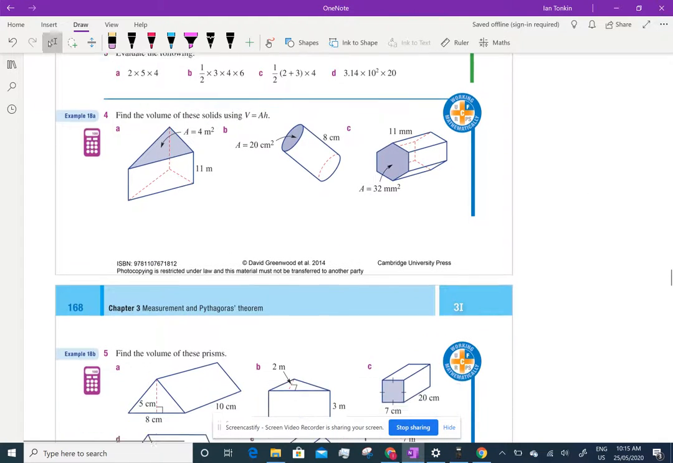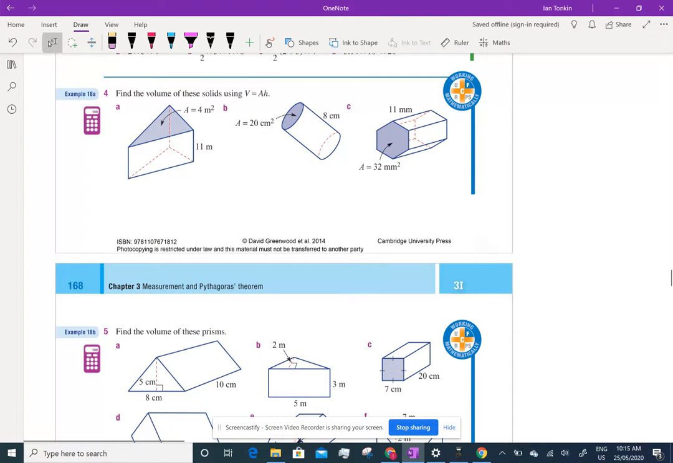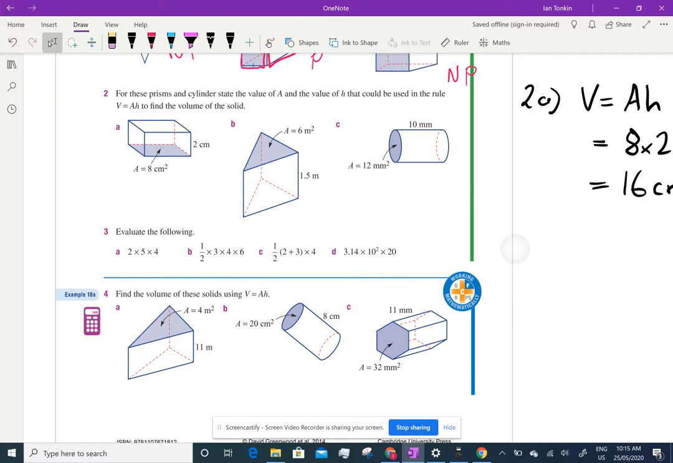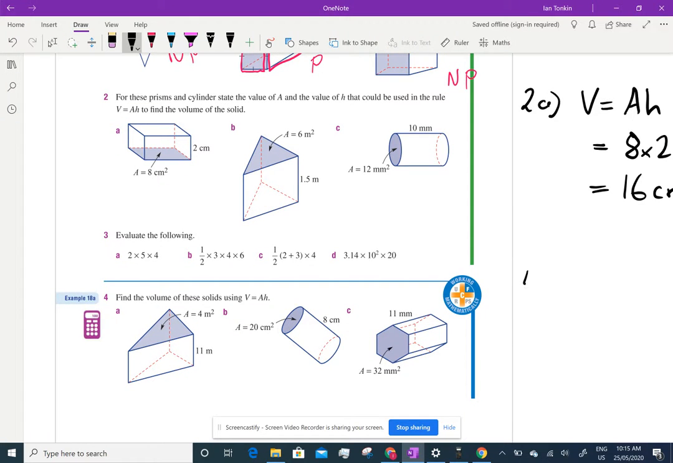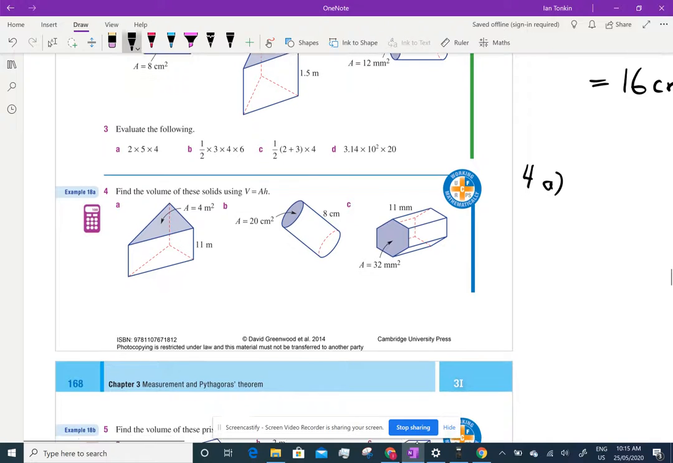Now, if I look at 4, they've given me the same ones again. You've got to do A and C. You should be able to do them. We're only doing A and C. So here's 4A. I'll let you do 4A. I'm going to do 4C.